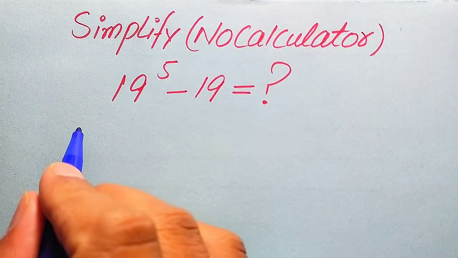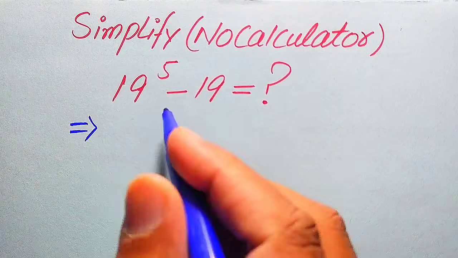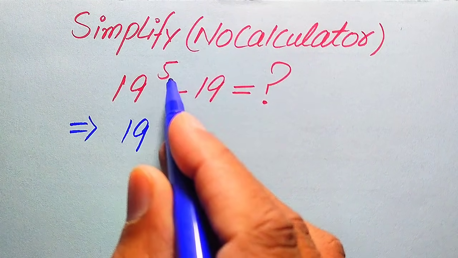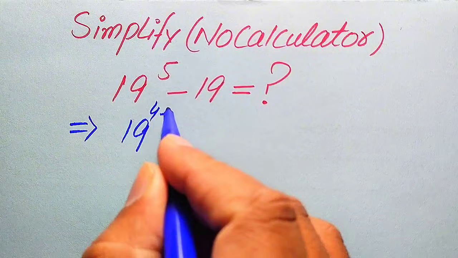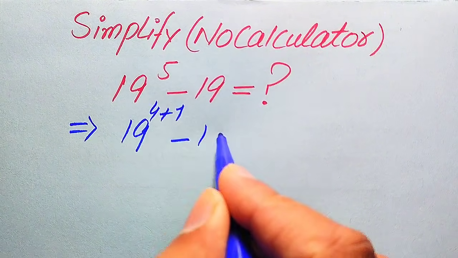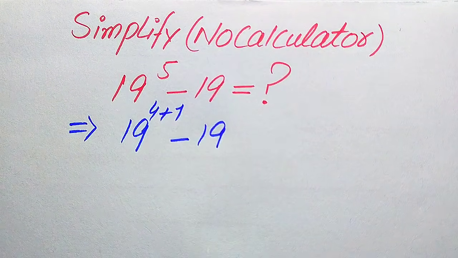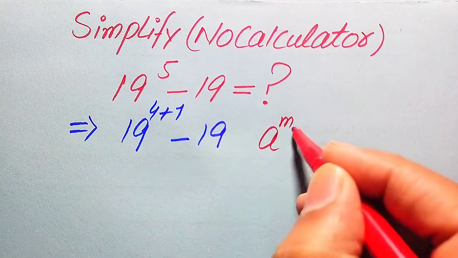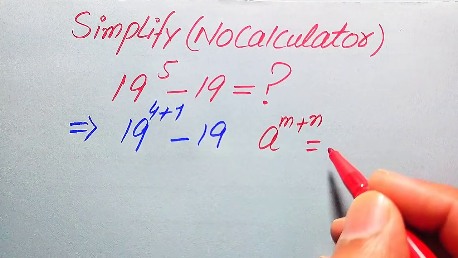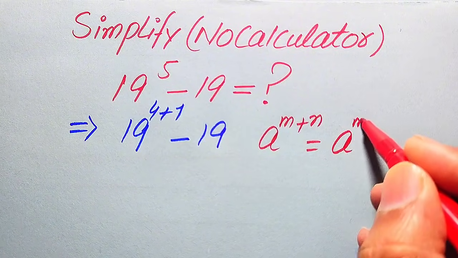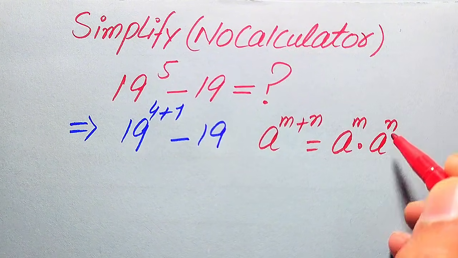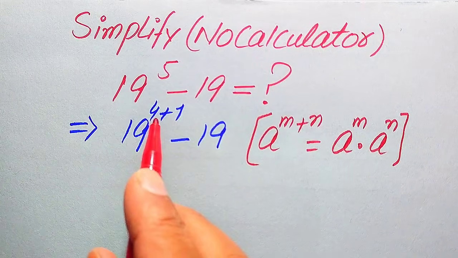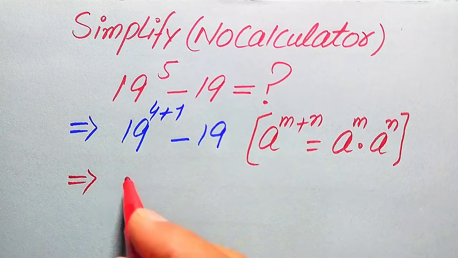So here the very first thing we are going to do is write the exponent of this term, 19 to the power of 5, as 4 plus 1, minus 19. And here we use the nice exponential law. You know about that: if we have a to the power of m plus n, it is equal to a to the power of m multiplied by a to the power of n. So according to this rule of exponents, we break this exponent in this form.